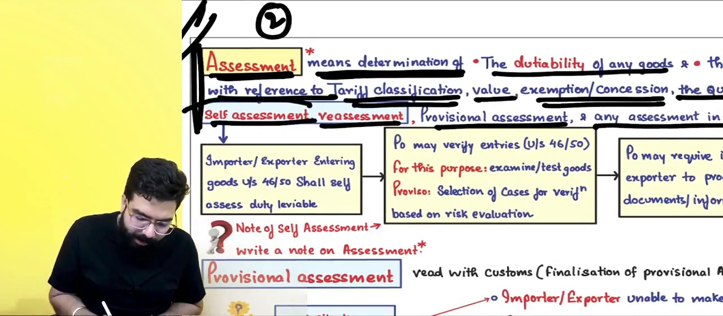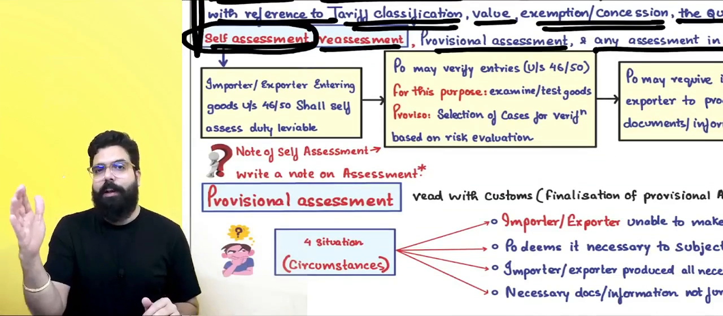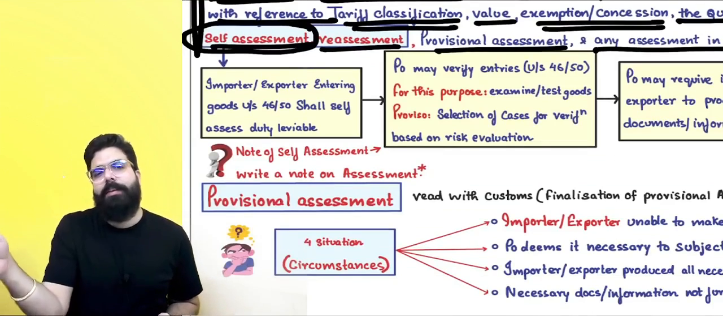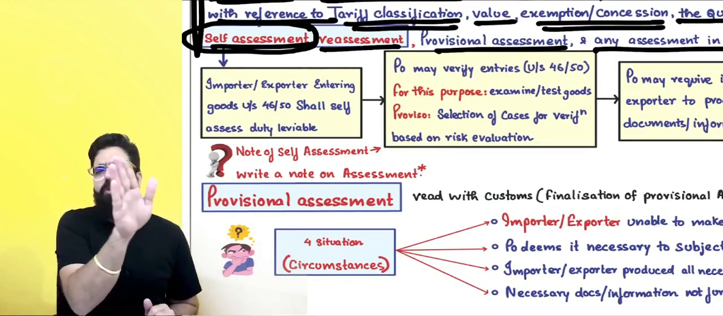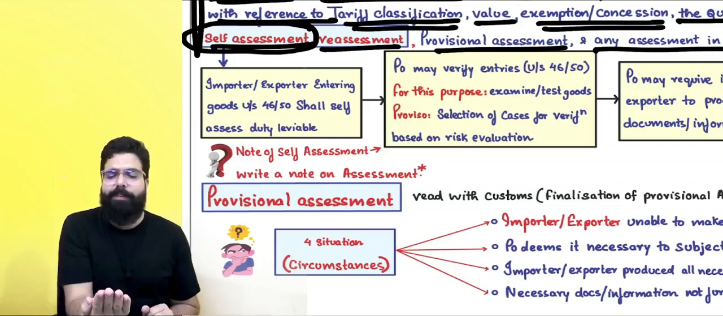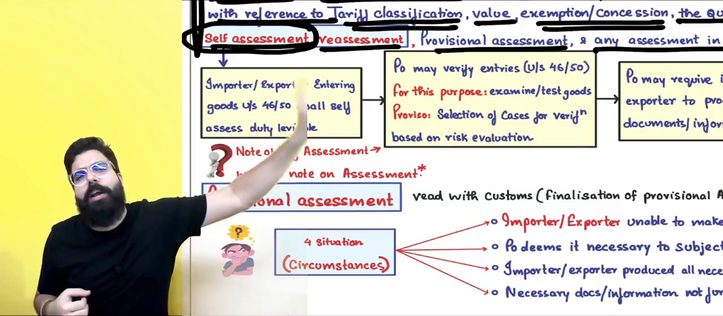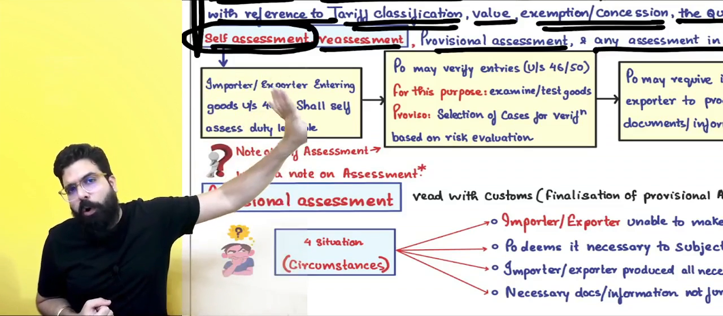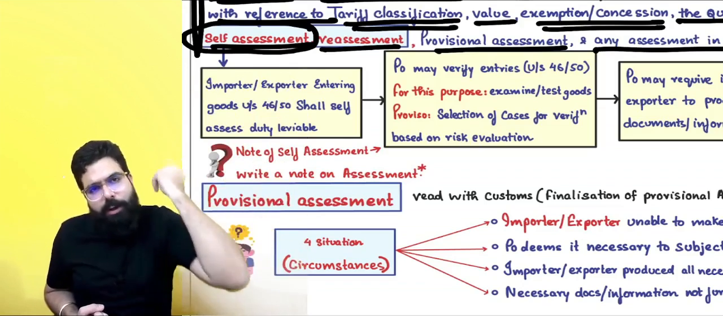Now let's understand self-assessment. What do you mean by self-assessment? You assess the duty and you make the payment. Basically, when you are filing the bill of entry, you make the payment. Now you will go to the customs department. The officer will verify all the documents. If he finds everything okay, in case of export, he will give you a let export order. In case of import, he will give you a clearance order. Take your goods and go home.